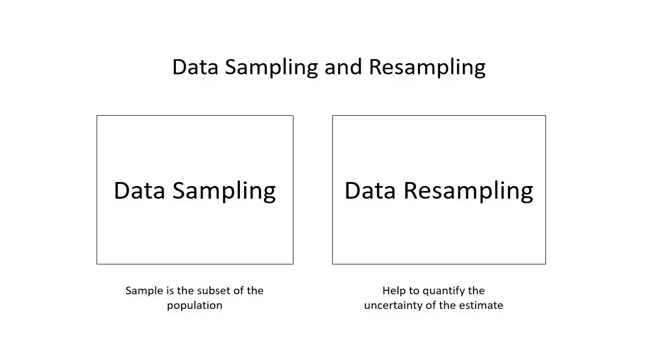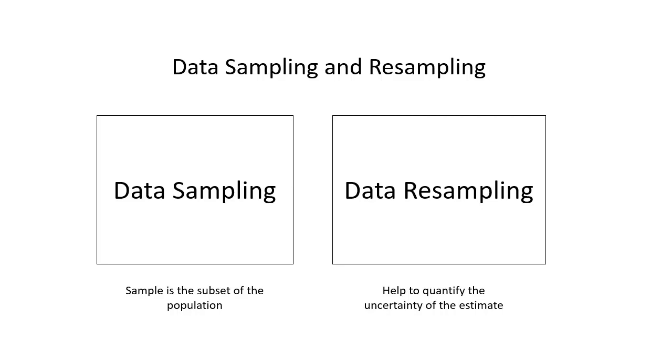Data is the currency of applied machine learning. Therefore, it is important that it's both collected and used effectively. Data sampling refers to the statistical methods for selecting observations from a domain with the objective of estimating a population parameter, whereas data resampling refers to the methods for using a collected data set to improve the estimate of the population parameters and to help quantify the uncertainty of the estimate. Both data sampling and data resampling are methods that are required in a predictive modeling problem.